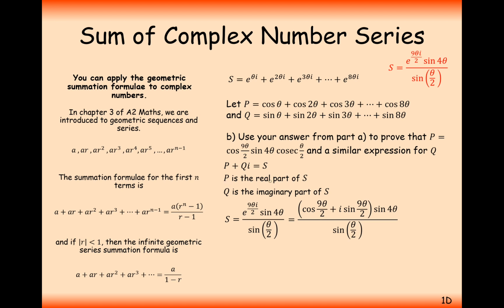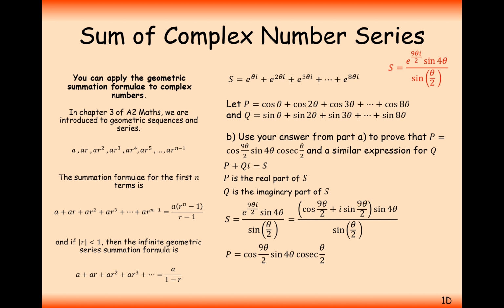And for p, we're just going to take the real part of it, so ignore the complex part of it, and we'll have cos 9 theta over 2 sine 4 theta cosec theta over 2. Cosec, because we have sine on the bottom here, we just moved it up to the top and called it cosec.